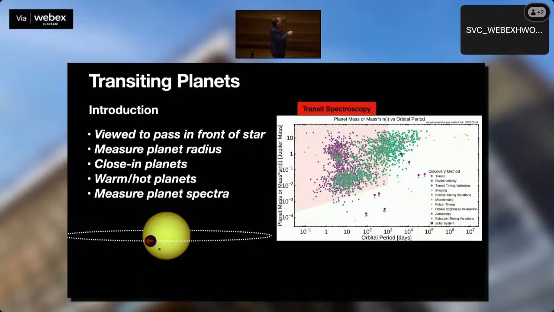And here's the landscape of what you can access with transit spectroscopy with JWST today. Here we have a plot of planetary mass versus orbital period, and I've shaded in the region where you can do transit spectroscopy. JWST has looked at transiting planets out to 1,000 days orbital period and down to Earth mass planets. So it's a wide range of planets we can look at.